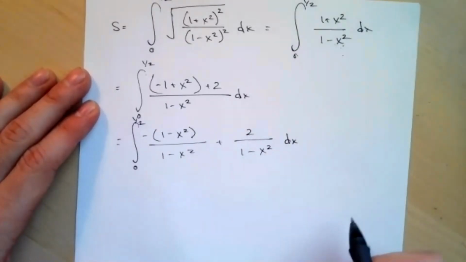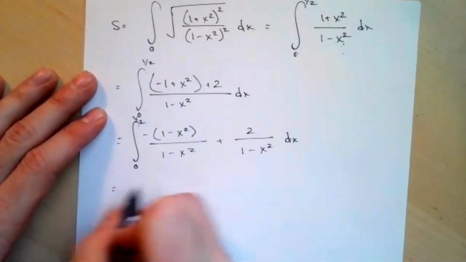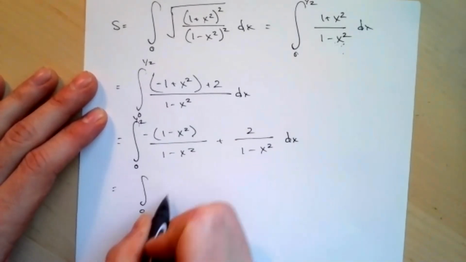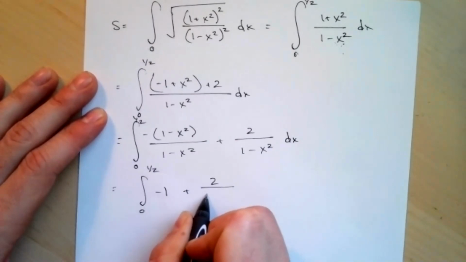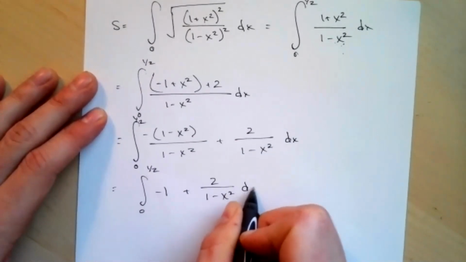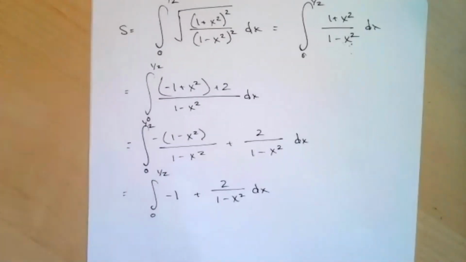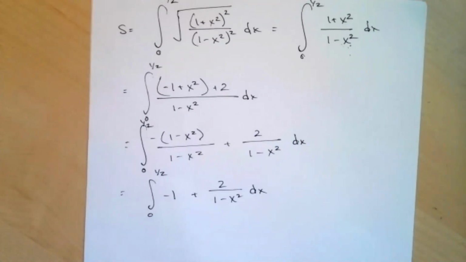dx. So now our integral is just minus 1 plus 2 over 1 minus x squared. So it's a little bit of a shortcut getting around the long division. If we did long division here, we'd find that negative 1 as our constant term, and then this as our remainder.